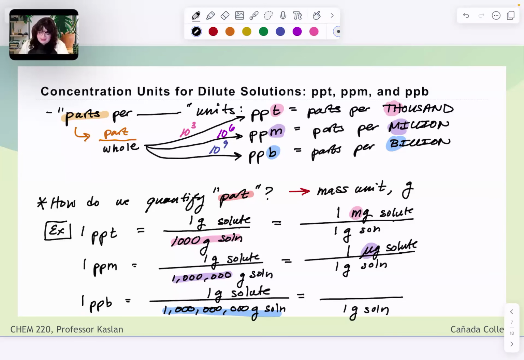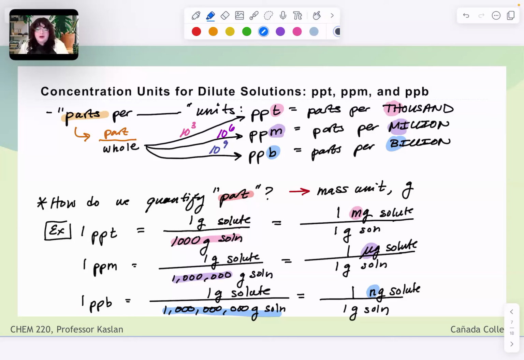And then looking at parts per billion, how do I get one billionth? That's 10 to the negative 9. Well, negative 9, that's nano. So we've got nanograms of solute. And that's now where we get our super tiny quantity.